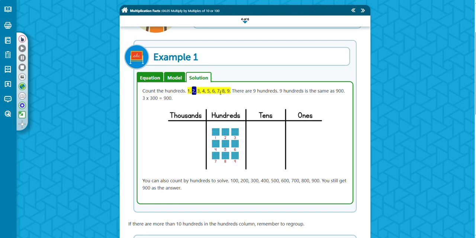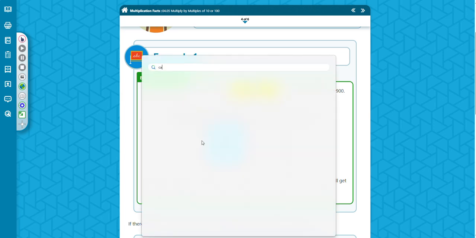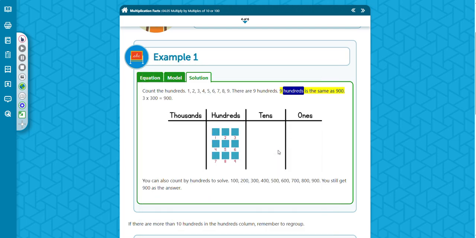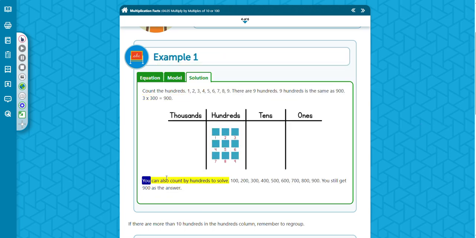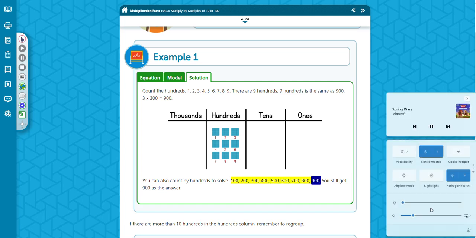Count the hundreds: 1, 2, 3, 4, 5, 6, 7, 8, 9. There are 9 hundreds. 9 hundreds is the same as 900. 3 x 300 equals 900. You can also count by hundreds to solve: 100, 200, 300, 400, 500, 600, 700, 800, 900. You still get 900 as the answer.